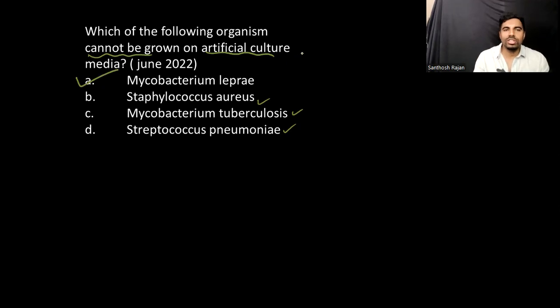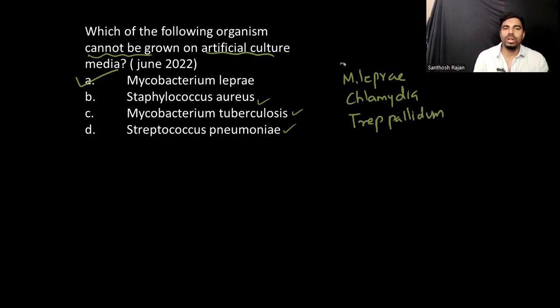If they ask which bacteria is the answer, it is Mycobacterium leprae. You can't grow it in culture media. For Chlamydia also, we don't have any culture media. And also for syphilis, Treponema pallidum, which is seen by dark field microscopy, there is no culture media. Please remember these three important things: no artificial culture. We can grow them in cell culture, but not in artificial culture media.